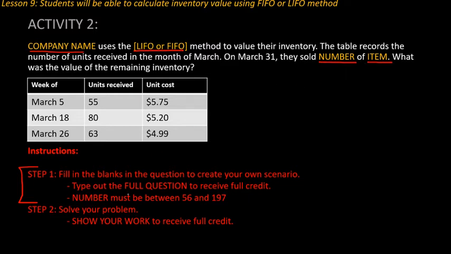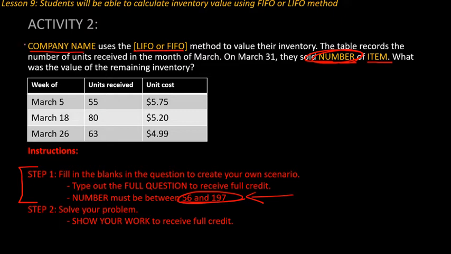My only restraint on the number, I want it to be between 56 and 197. One more time. Whatever number you fill in here, I want it to be between 56 and 197, okay? That's something I've decided just because it's going to help me. Numbers in that range will help me make sure that you're understanding the method that you're using, okay? And I'll leave it at that.